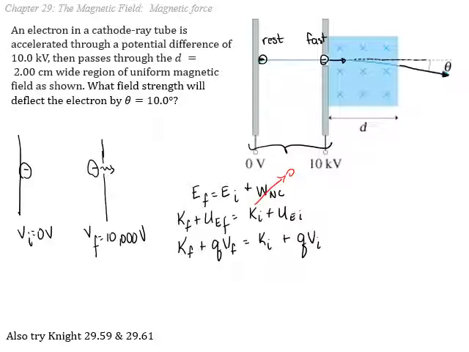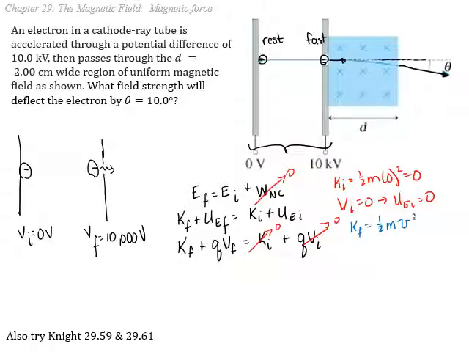Let's see which terms are 0. Well, initially the electron is at rest, so Ki is 1/2 times m times 0 squared equals 0. And our initial potential is also 0, so UEi equals 0. So these two guys are 0. That simplifies things for us a bit. What about our final terms? Well, our final kinetic energy is 1/2 times the mass of the electron times the final speed squared. I'm just going to call that V. And our final potential is our 10 kilovolts.